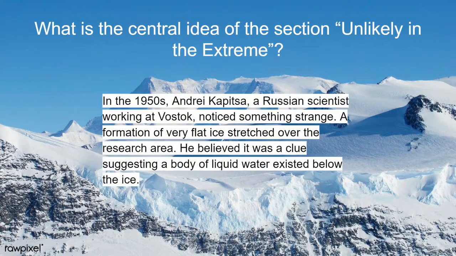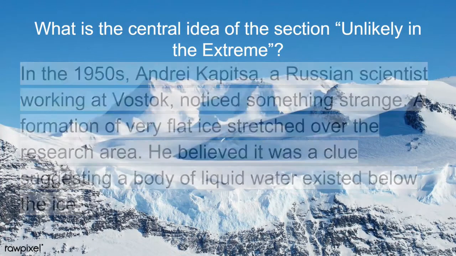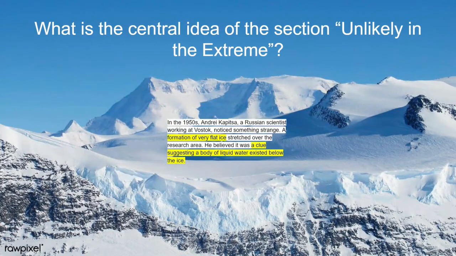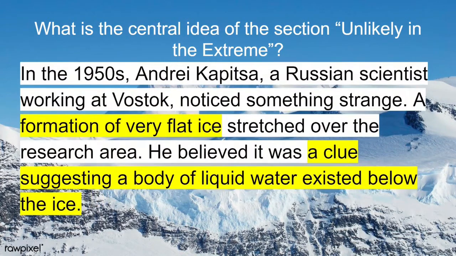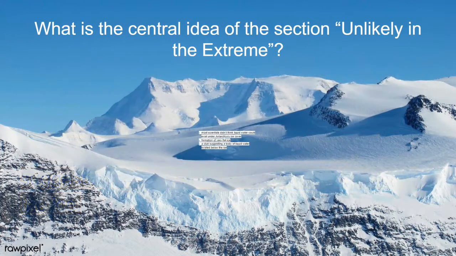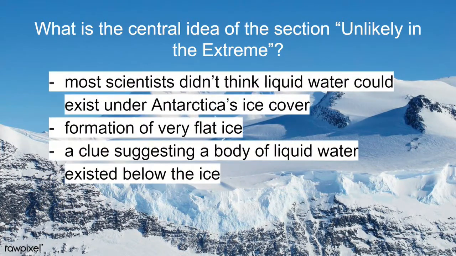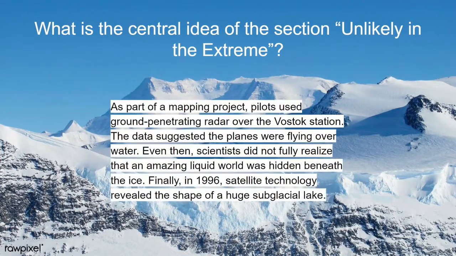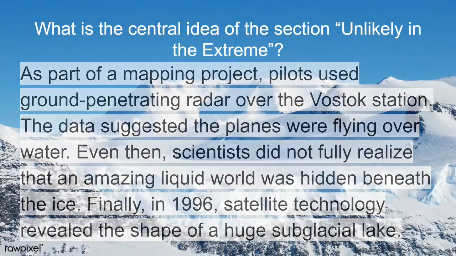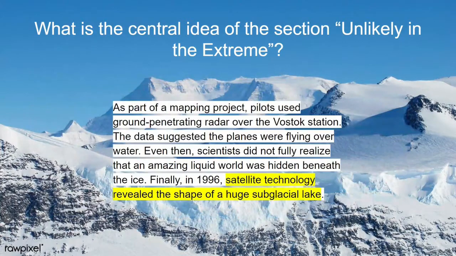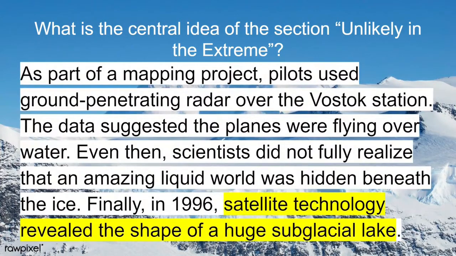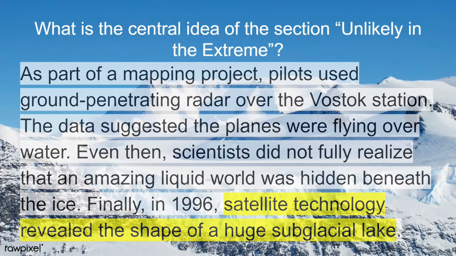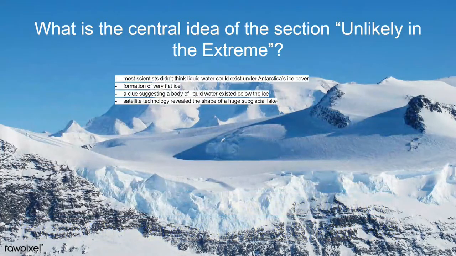All right, what do we need from this one? All we need to know is that there was a formation of very flat ice, which was a clue suggesting a body of liquid water existed below the ice. That's all we need. So we put that on the notes page. Next paragraph. Looks big, but all we really need is that last little section: satellite technology revealed the shape of that huge subglacial lake. So we slap that onto the notes page as well.